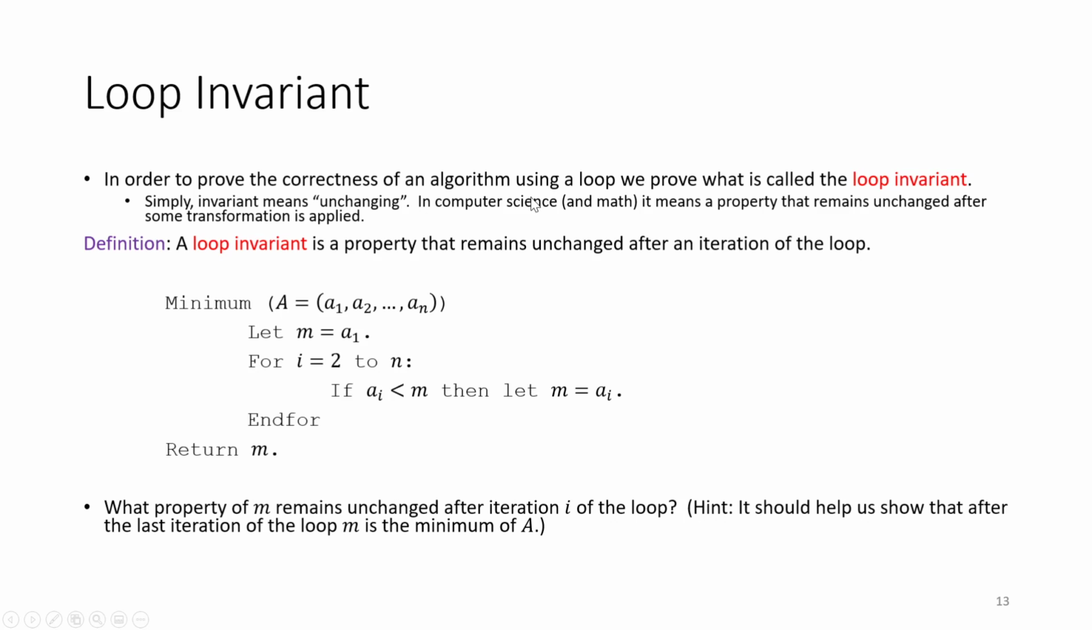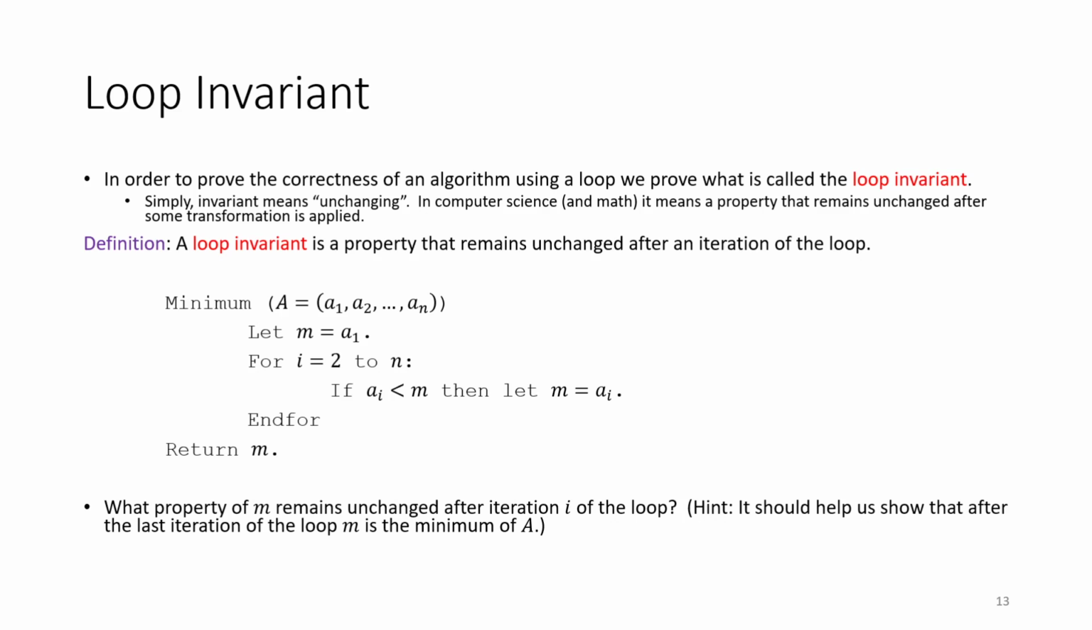Well, we're introducing the principle of invariant here with respect to a loop. And so we're calling it a loop invariant instead of, say, a data structure invariant. The loop invariant is trying to highlight or identify a principle, a property, that remains true after what? After an iteration of the loop.